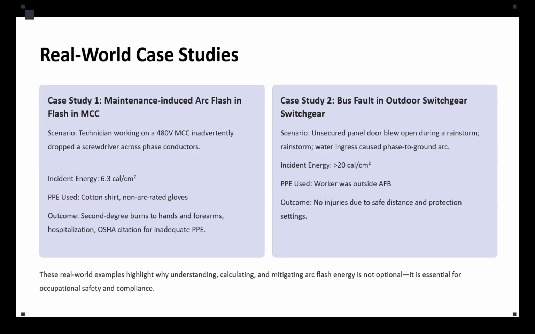Now, we have another case study that actually happened, and it was an outdoor high voltage switchgear that experienced an arc flash after its door was blown open during a storm.